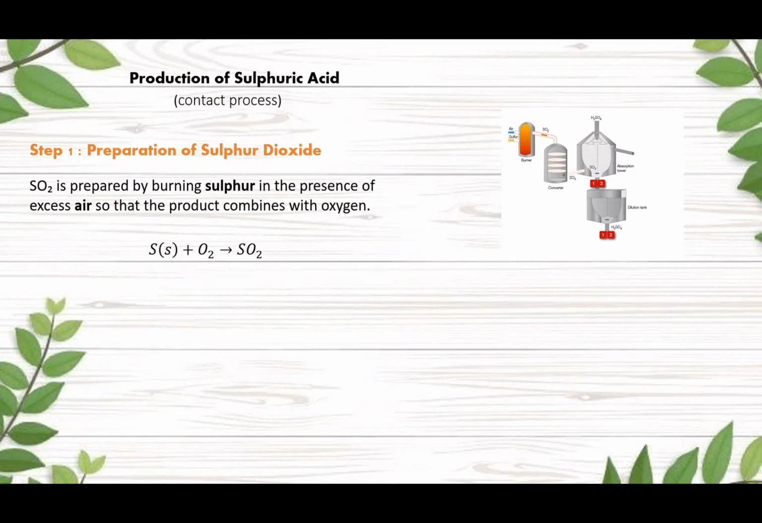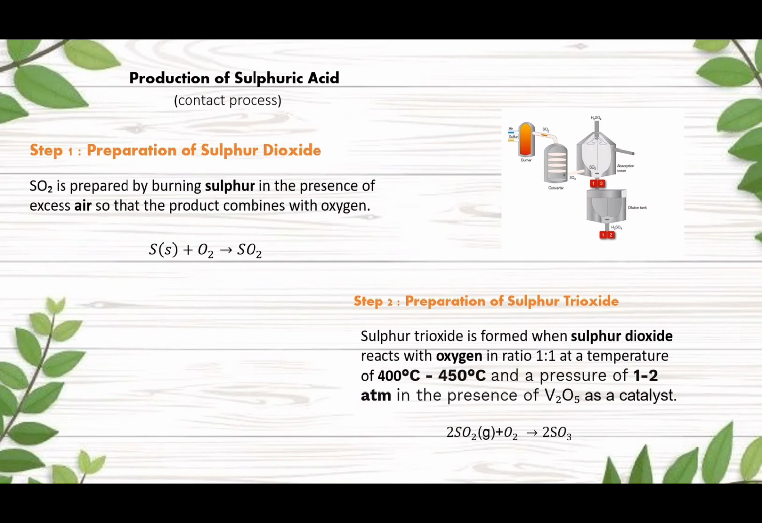The next step is preparation of sulfur trioxide. Sulfur trioxide is formed when sulfur dioxide reacts with oxygen in ratio 1:1 at a temperature of 400 Celsius to 450 Celsius and a pressure of 1 to 2 atm in the presence of vanadium pentoxide as a catalyst.